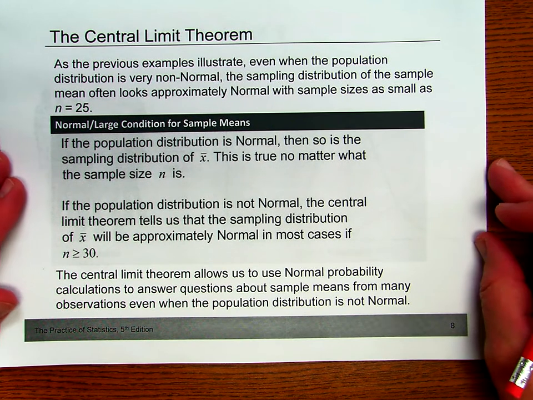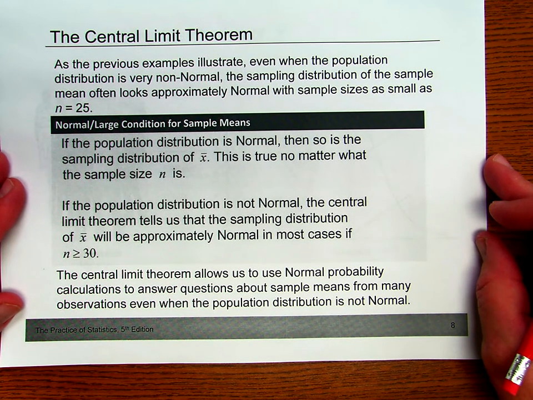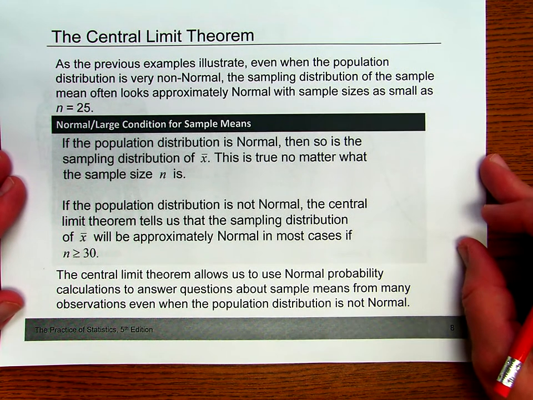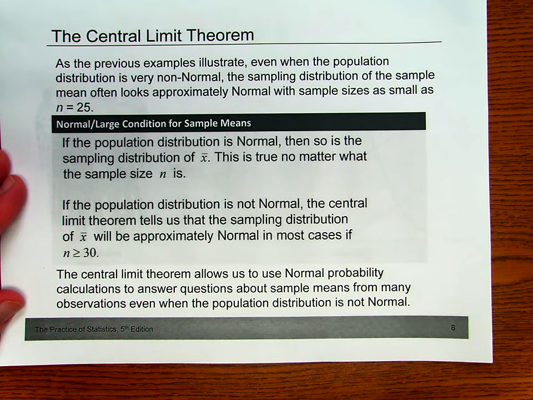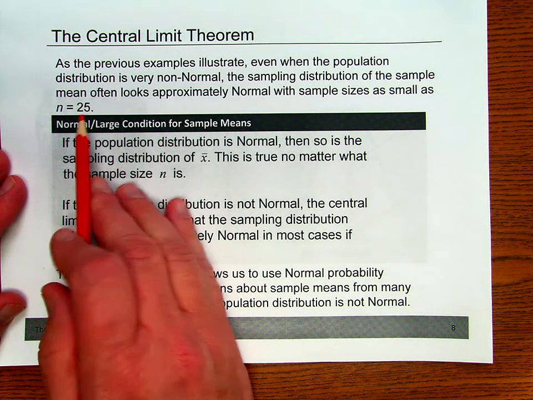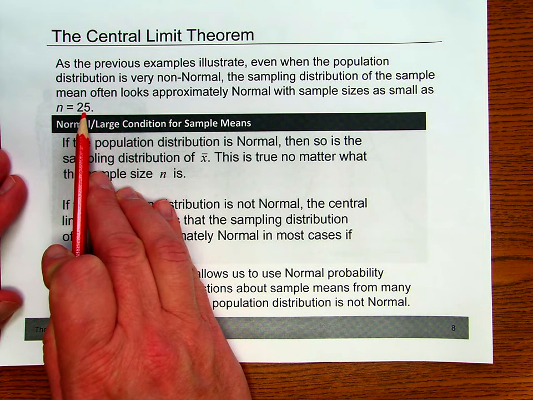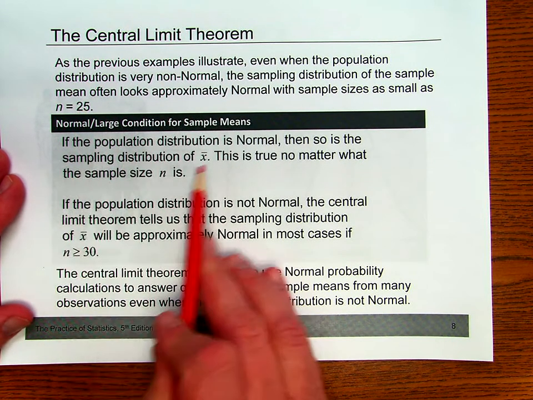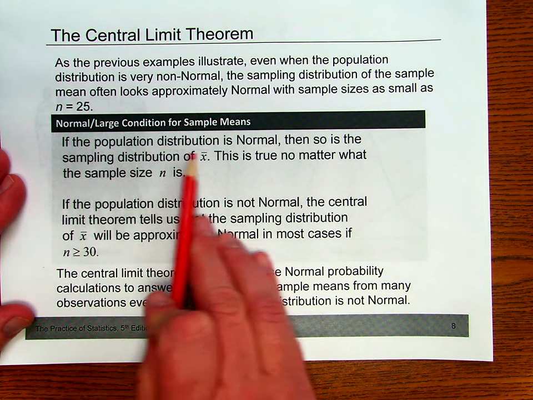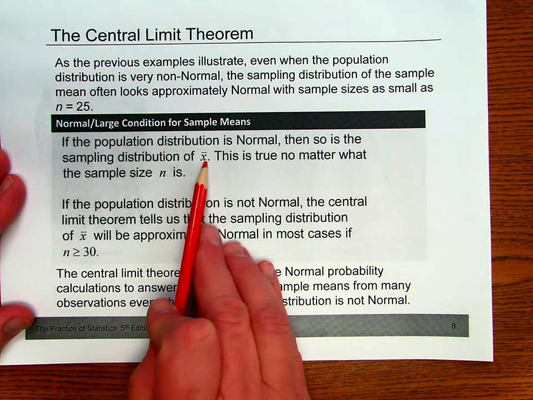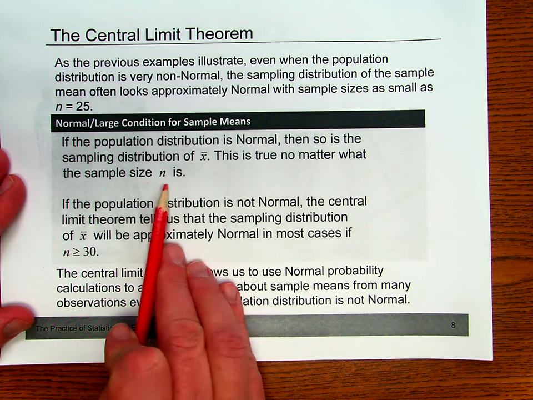All right, so we're going to add on to what we had said earlier to include the observations we just made. As the previous examples illustrate, even when the population distribution is non-normal, the sampling distribution of the sample mean often looks approximately normal with sample sizes as small as 25. It can happen with 25, but again, we're going to use 30 as the cutoff number. So, one thing from a few slides ago, if the population distribution is normal, then so is the sampling distribution of X bar. This is true no matter what sample size we have.